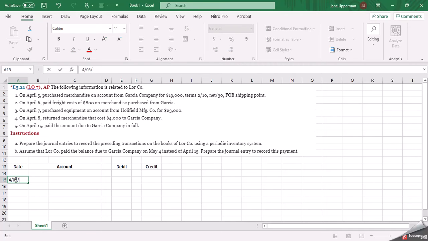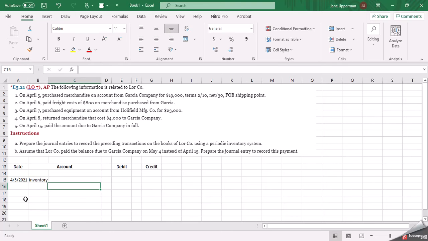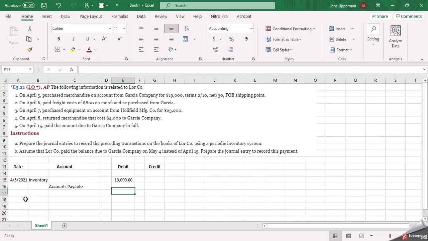So our first one is going to be on April 4th. And our account that we will debit is going to be inventory. And then the account that we credit is going to be accounts payable because they purchased it on account. So the debit is the 19,000 and the credit.